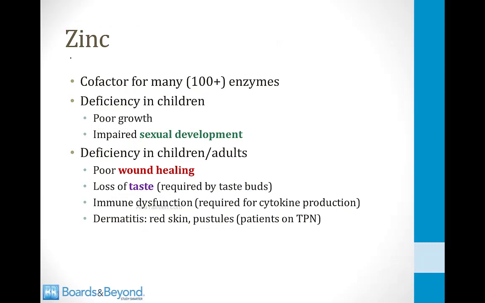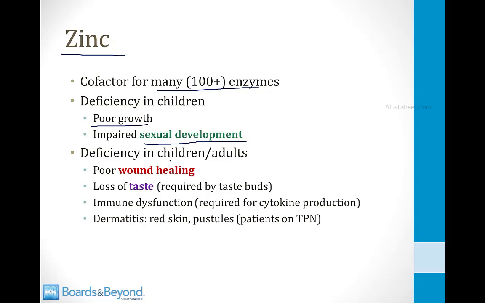The final topic I'll mention in this module is zinc. Zinc is not a vitamin, it is a metal, but it's a cofactor for more than 100 different enzymes in the body. In some parts of the world where children have very poor nutrition, they can become deficient in zinc and they will display poor growth. And importantly, they will have impaired sexual development. And a zinc deficiency is on the differential for children who have delayed sexual development.